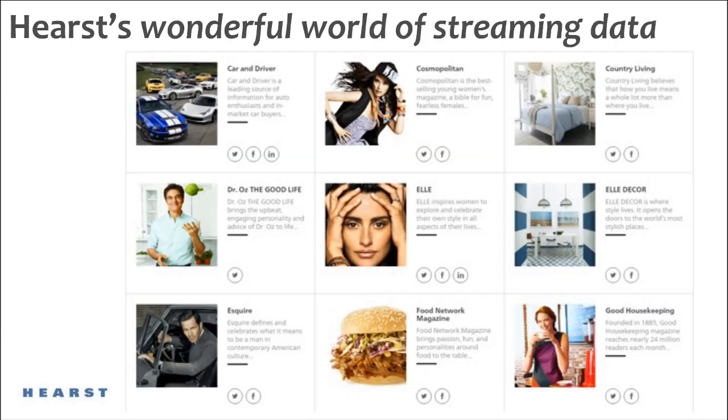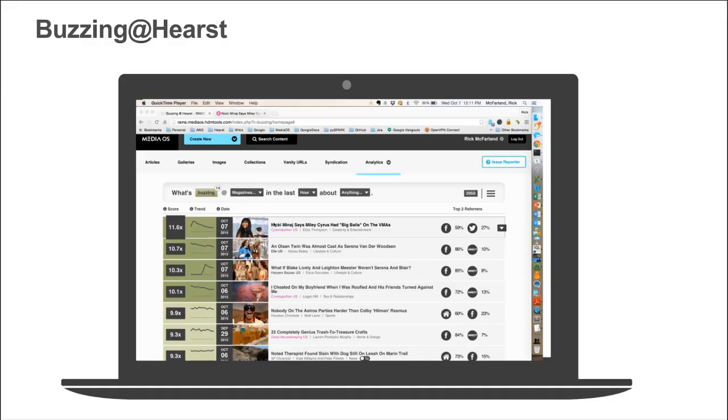Another example that I really like is Hearst. Hearst is a publishing company, and many of us probably subscribe to many of these magazines. When they moved into the digital world, they wanted to understand, what is their engagement? What are people reading? How is it trending in social media? So they built a platform called Buzzing at Hearst.